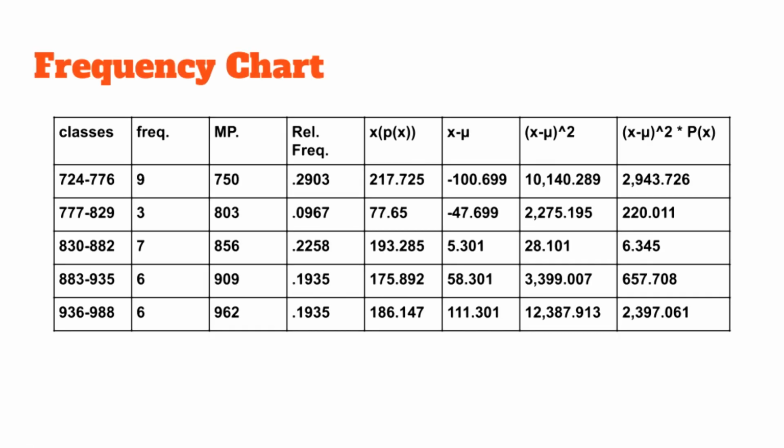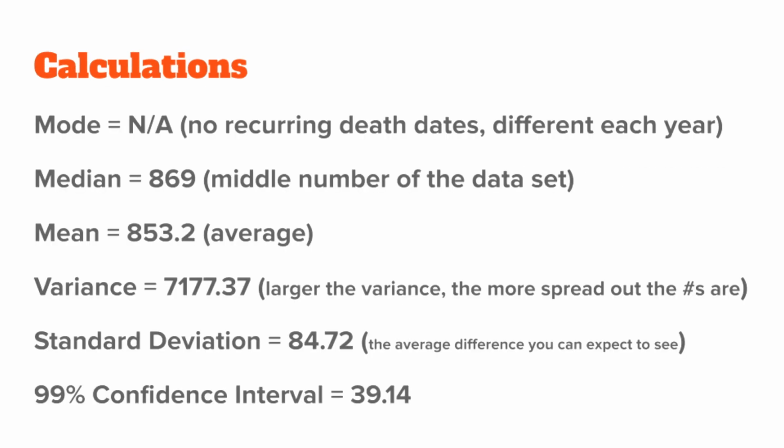This right here is my frequency chart. I decided to split it up into 5 classes, so it left me with a class width of around 53. So all the information is here besides the standard deviation, which will be on the calculations page on the next slide. So I did not have a mode for this data set. That means that there was no recurring death rates and the numbers were different every single year.